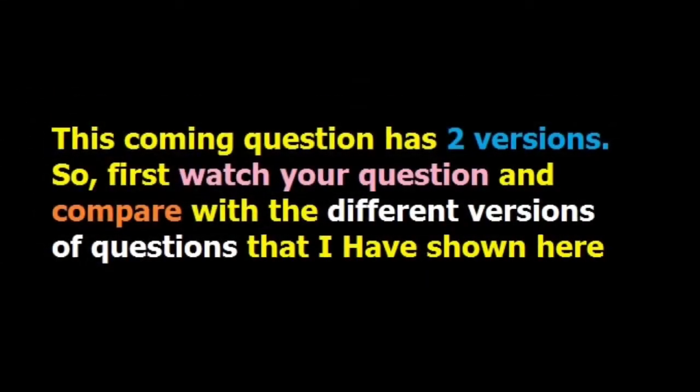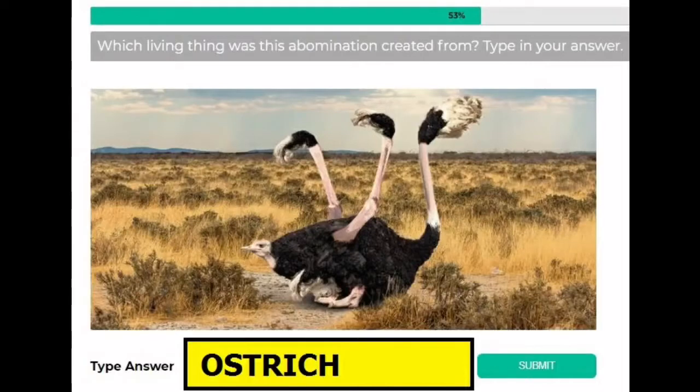The coming question has two versions, so I want you to watch the last sentence of the question very carefully as there is a difference in both the types. You can see the question. In version 1 of this question, you can see the last sentence, it's only written type in your answer. So if it is given, then your answer is ostrich.